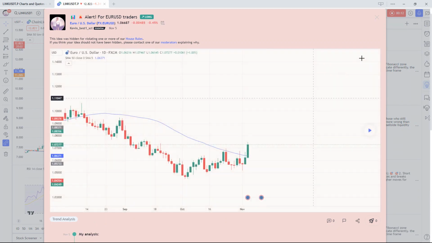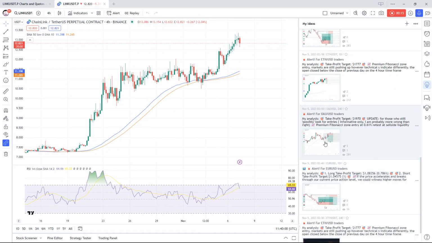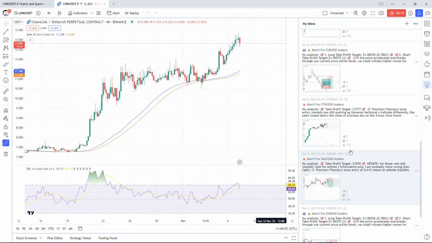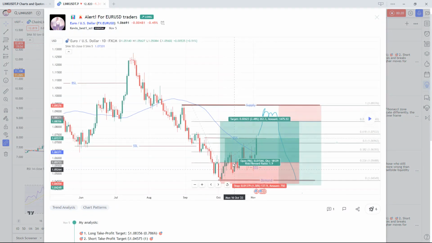Alright, let me give you some examples of what happened here. So here we have Euro USD. So here again, guys, for those who know me, you know that I always trade with a setup. You know that I have a certain risk parameter. I'm risk averse, so I don't want to take any unnecessary risks.